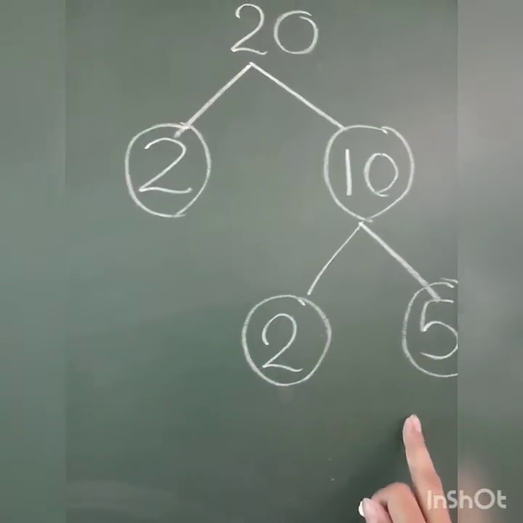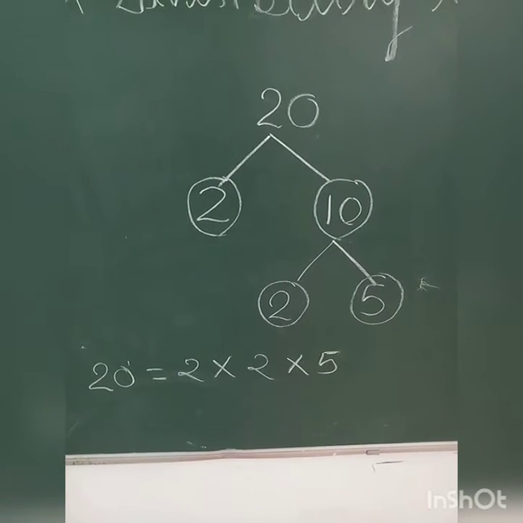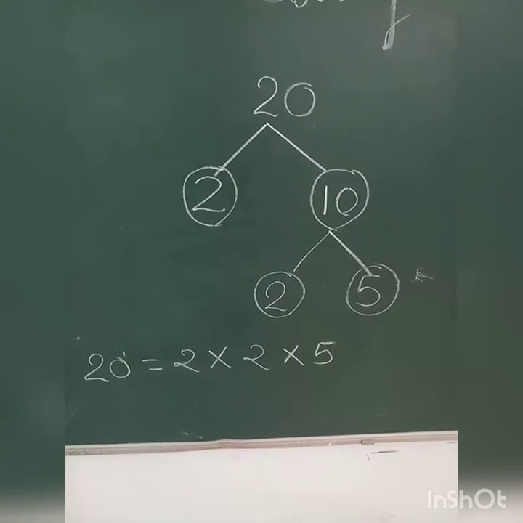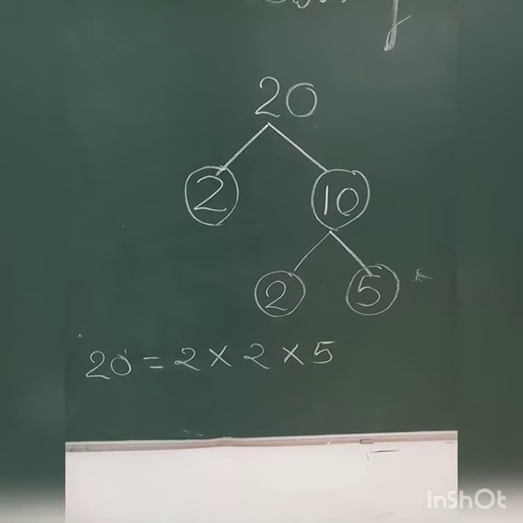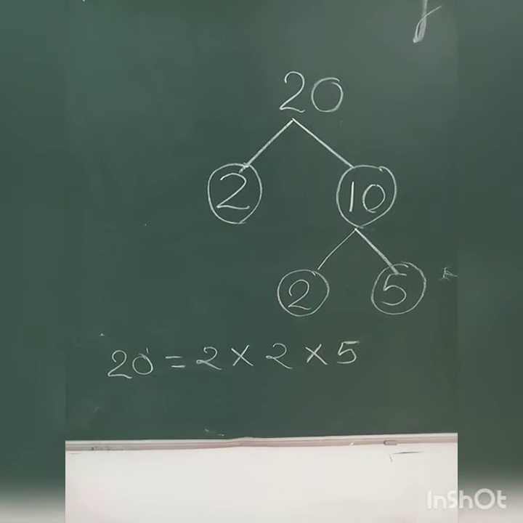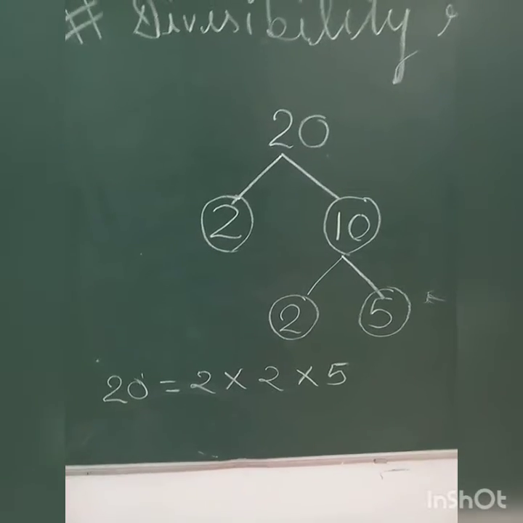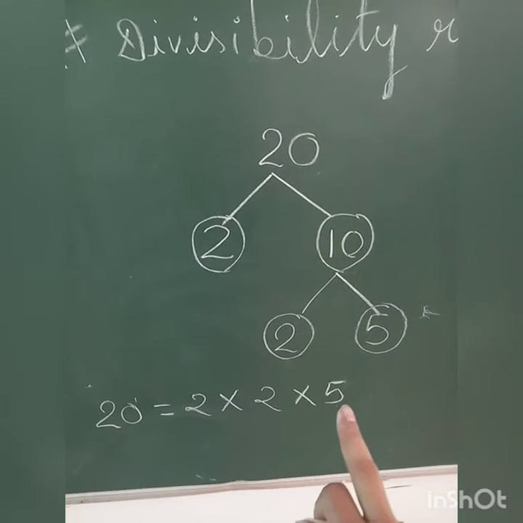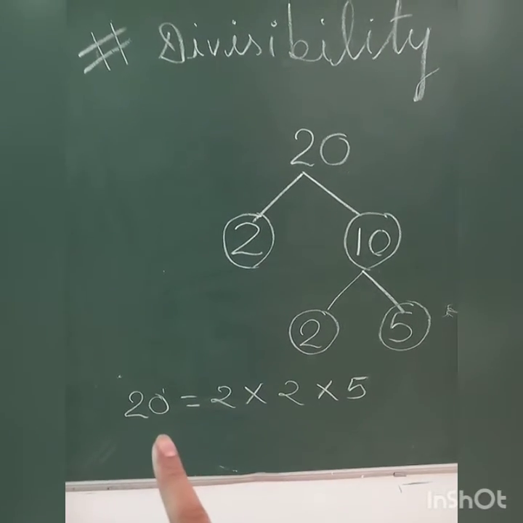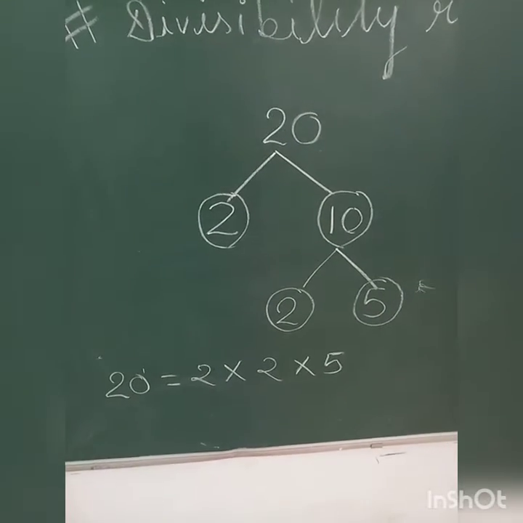So in this way we can write the factors of 20: 2 multiply 2 multiply 5. We can check whether these factors are correct by multiplying them. If we get the same number 20, that means our answer is correct and the prime factorization is correct. So you see 2 2s are 4 and 4 5s are 20. That means all these factors are correct. So this is the prime factorization of 20. In this way we can find all the prime factors of 20.